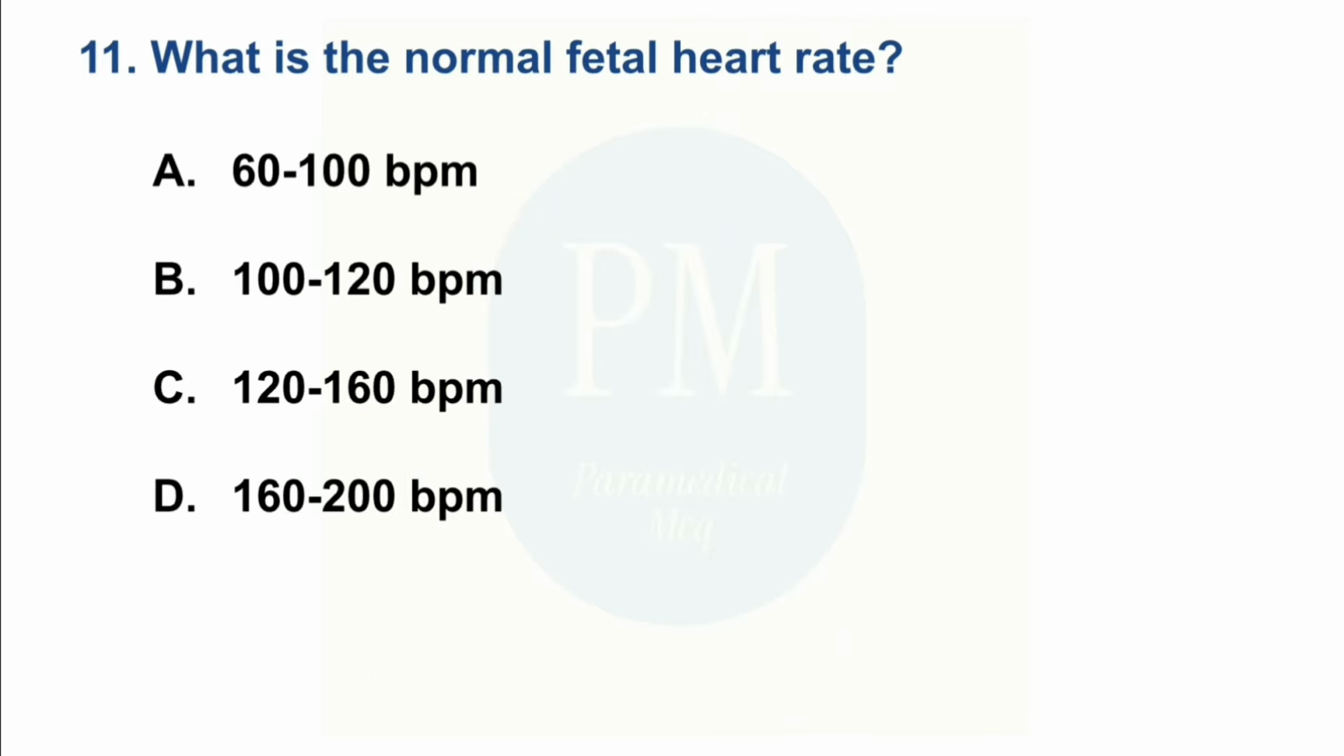What is the normal fetal heart rate? Option A, 60 to 100 bpm. Option B, 100 to 120 bpm. Option C, 120 to 160 bpm. Option D, 160 to 200 bpm. The correct option is option C, 120 to 160 bpm.